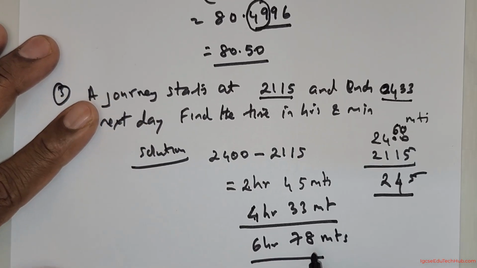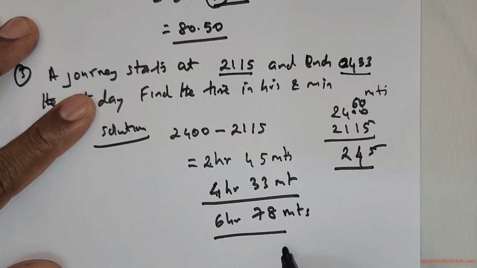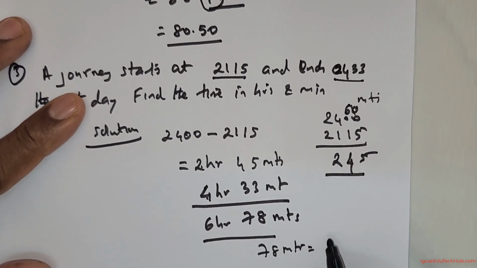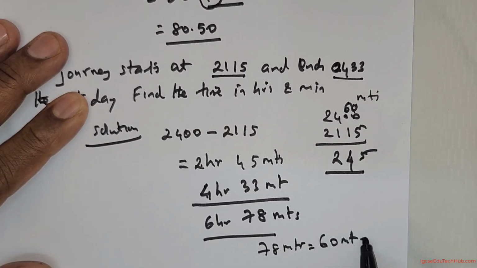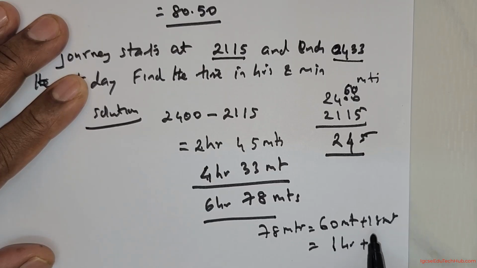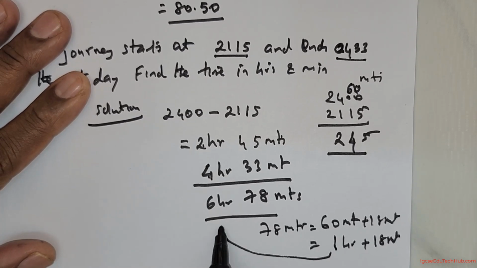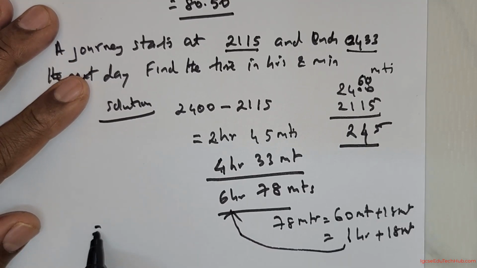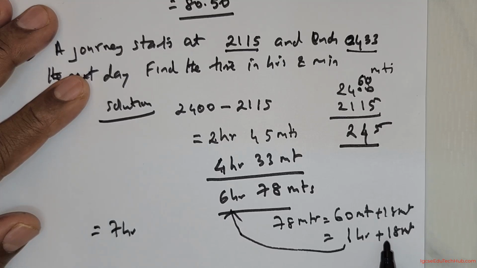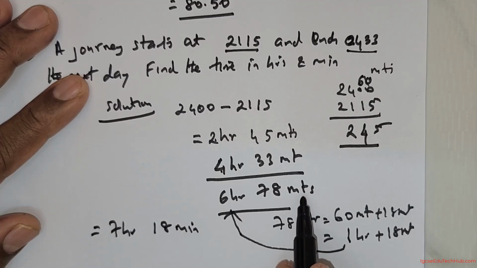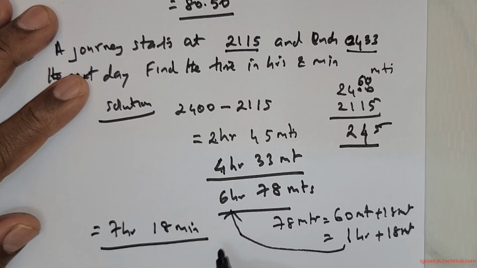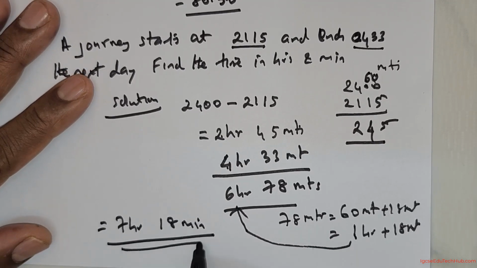But apparently if you see here, you have 78 minutes. Now 78 minutes is rewritten as 60 minutes plus 18 minutes. Now 60 minutes is nothing but 1 hour, and you have 18 minutes there. So you can add this 1 to this 6, and that would give you 7 hours. And you can take that 18 and place that over there. So this is going to be 18 minutes. You can either use MTS or MIN. So this is the solution for this question.